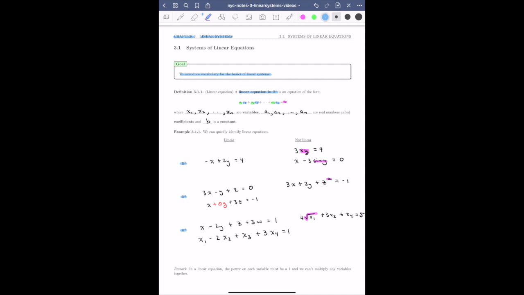Okay, so just a quick remark to summarize. In a linear equation, the power on each variable must be a 1, and we can't multiply any variables together. So that concludes this video to introduce to you what linear equations are, and in the next video, we'll introduce the idea of a linear system.